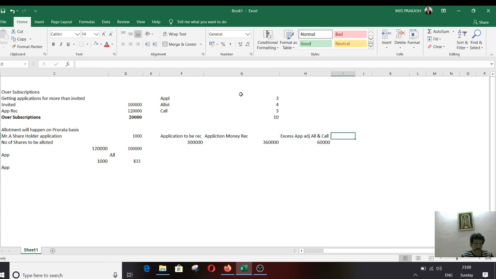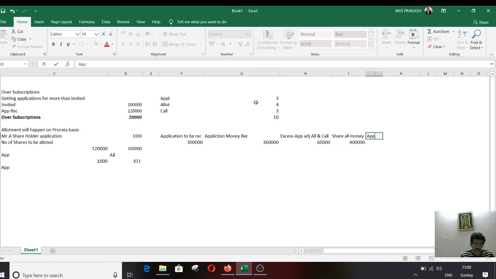Now let us consider share allotment money. What is the allotment money which you are supposed to receive? Allotted is only for 1 lakh on the pro rata basis. So 1 lakh into 4 rupees, I need to receive 4 lakhs. But excess money 60,000 is there.